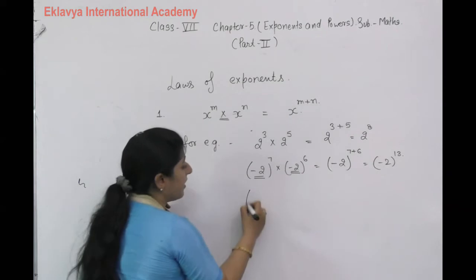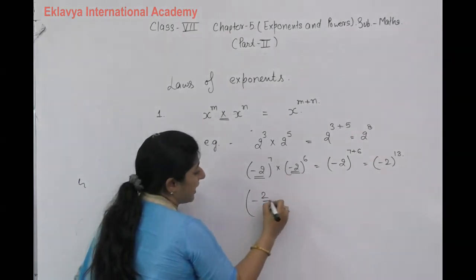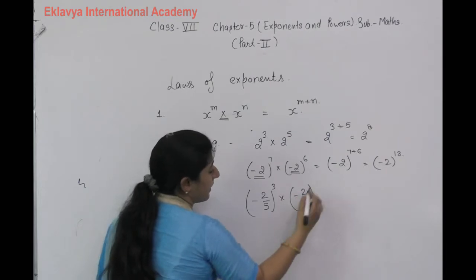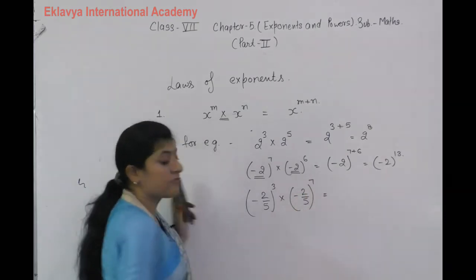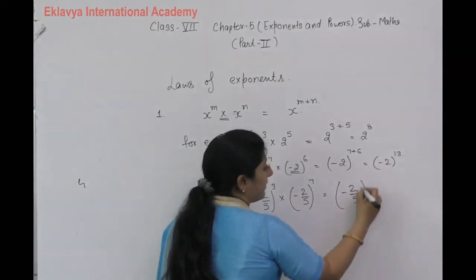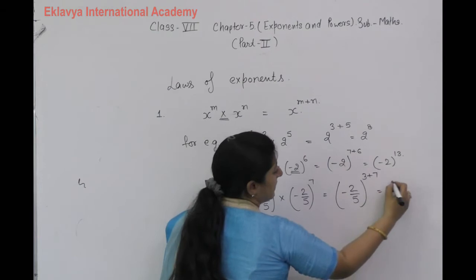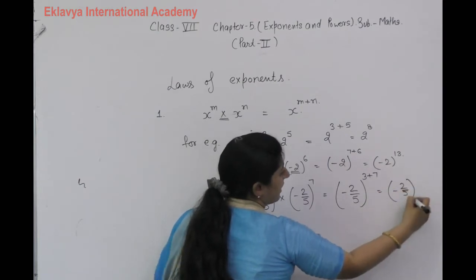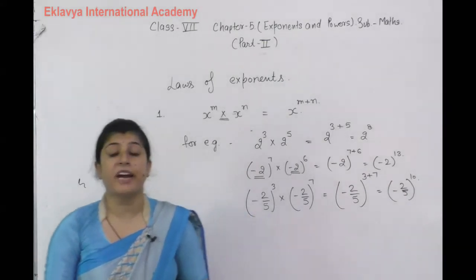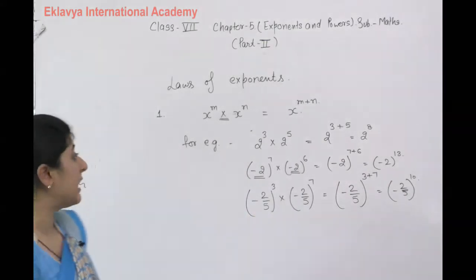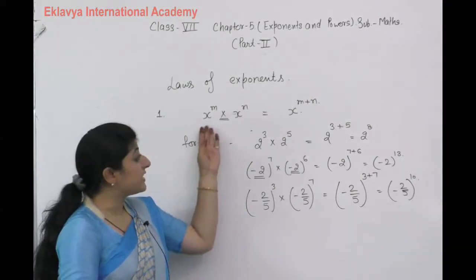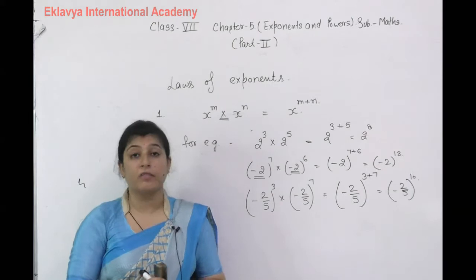Another example: minus 2 by 5 power 3 multiplied by minus 2 by 5 power 7. Then the base is the same, that is minus 2 by 5, and the powers will be added, so it becomes minus 2 by 5 power 10. So the first law of exponents: when we multiply the same base with different powers, we add the powers on the same base.